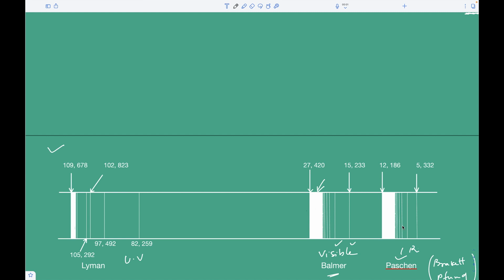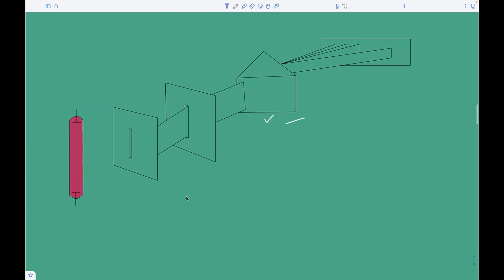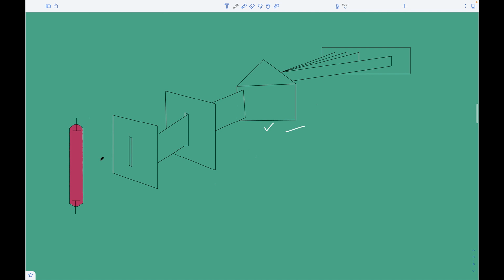Separate, distinct line. And a fancy word for separate and distinct is discrete. So in this picture we have a number of discrete lines. Discrete means separate and distinct. And each line corresponds to a particular wavelength of light emitted by this hydrogen gas.